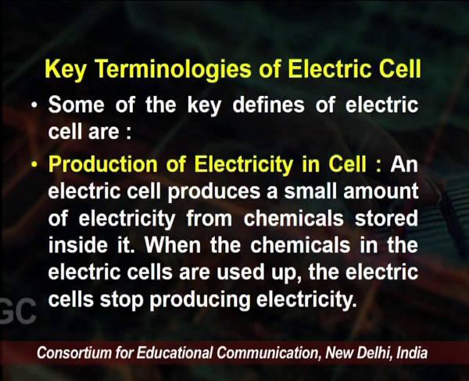It means it is producing a small amount of electricity because of the chemical reaction that takes place when the chemicals in the electric cell are used up. So, the electric cell stops producing electricity. It means all the electricity is produced because of the chemical reaction, the chemicals present in the cell.